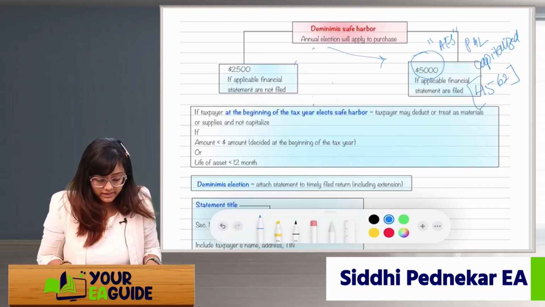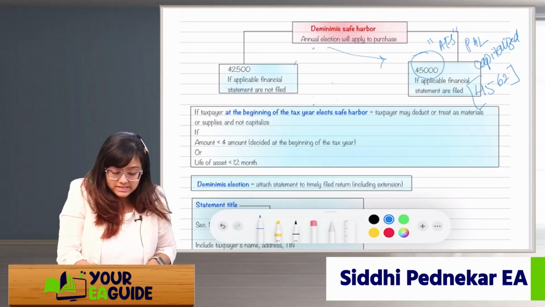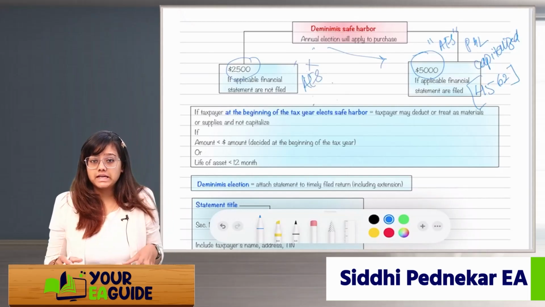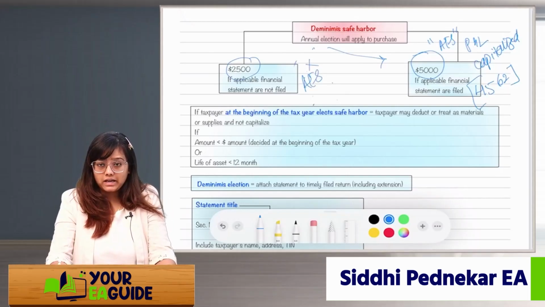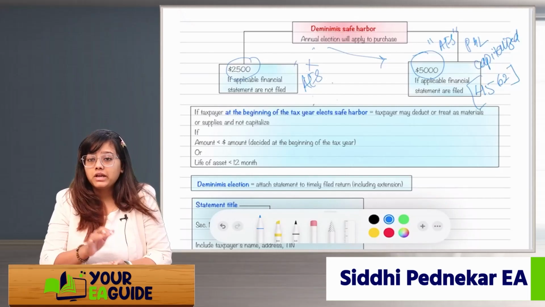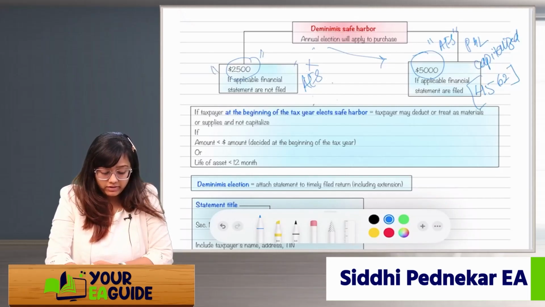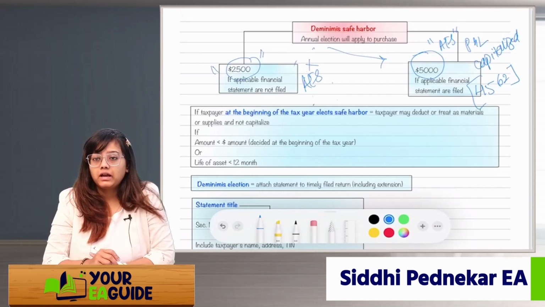All right. Next, $2,500 will be considered if you're not filing the AFS, the annual financial statement, if you're not presenting it to the IRS and have elected out. Then you can take 2,500 as the option: up to 2,500 you can expense it out, and for more than 2,500 you just capitalize it.